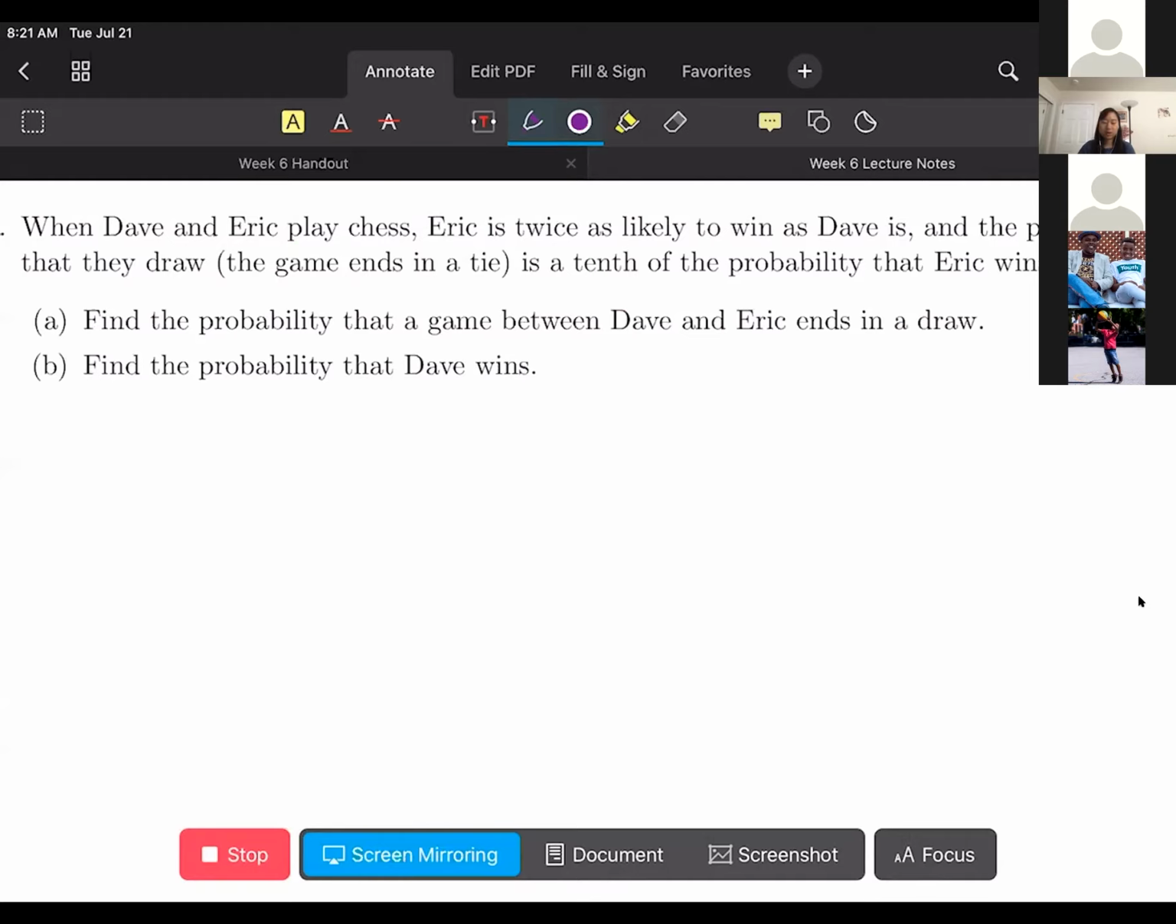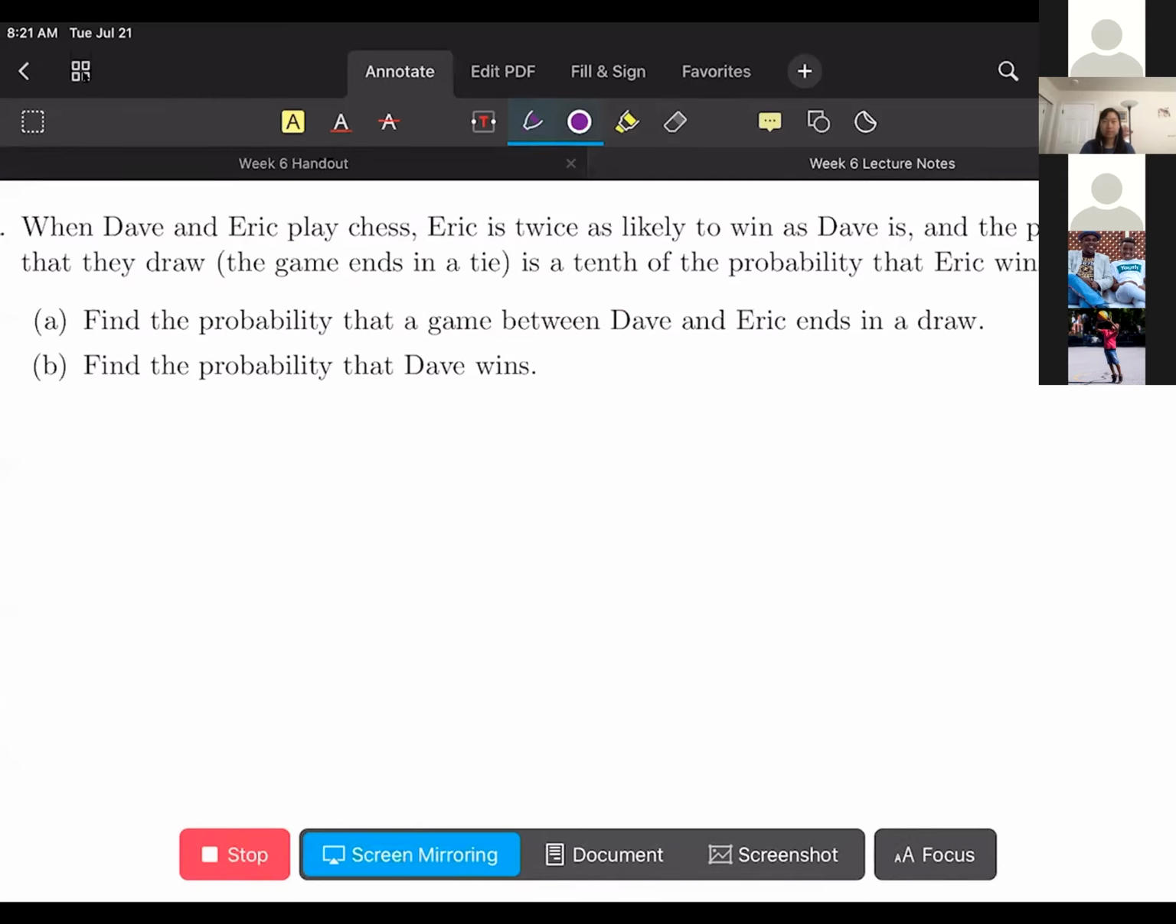So this is a two-part problem. The first one says find the probability that a game between Dave and Eric ends in a draw, and then also find the probability that Dave wins. So any thoughts on how to get started on this one?